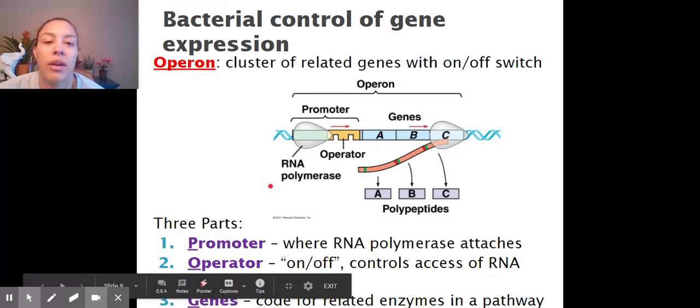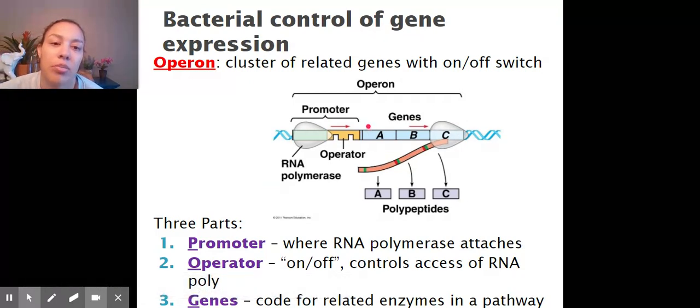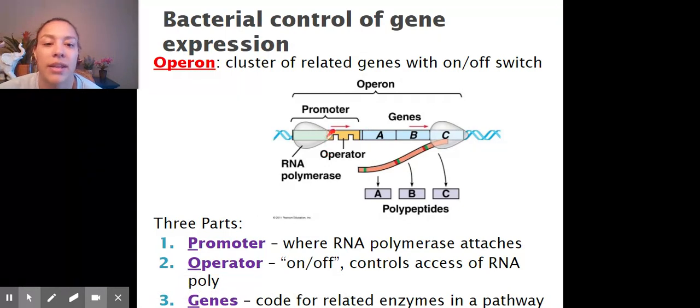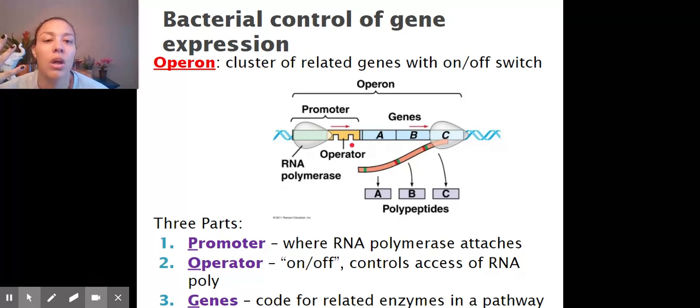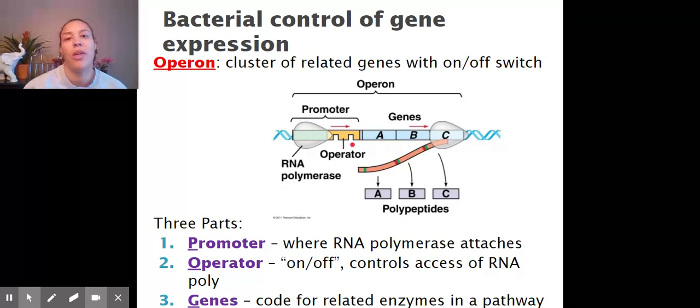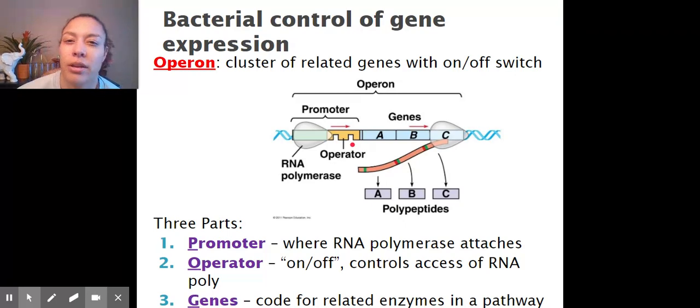Anyway, talking about our operon here. An operon is going to have three pieces to it. It's going to have the promoter, the operator, and then the specific genes that are going to code for the enzymes within that pathway, or the specific protein molecule that is going to help with breakdown of whatever you need.